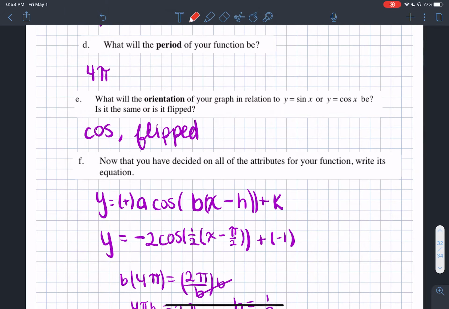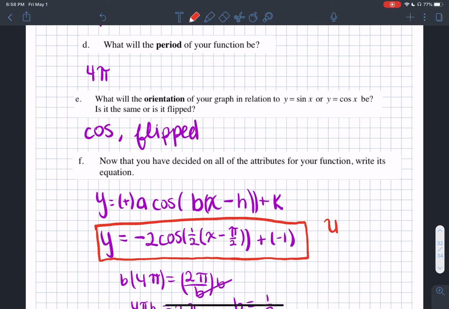So go ahead and check that your equation has all of the parts written correctly, and then try to graph it using Desmos, and draw your graph on your notes. Pause the video now to check your equation and graph it.